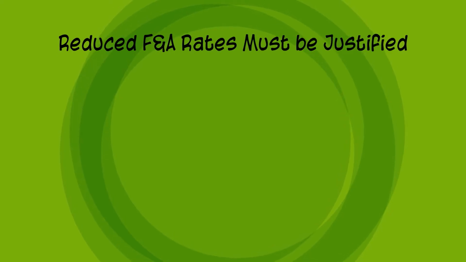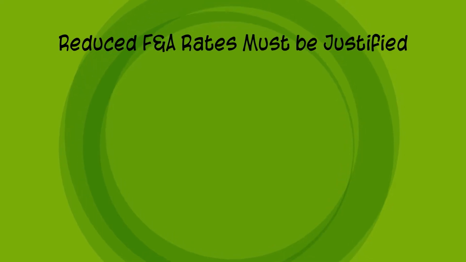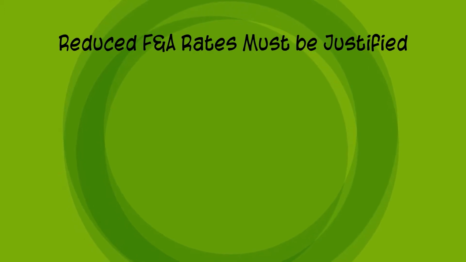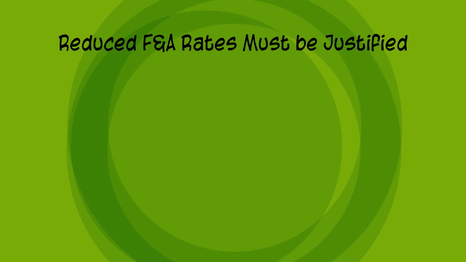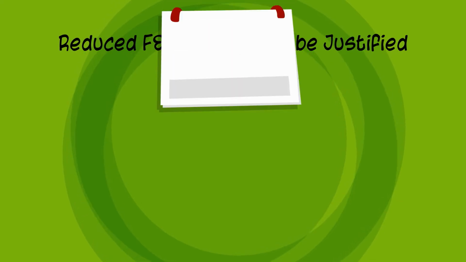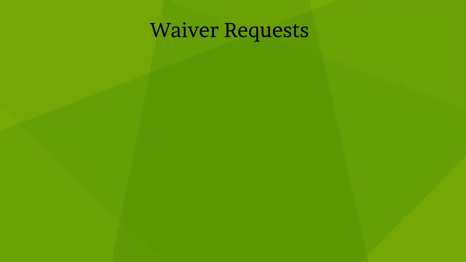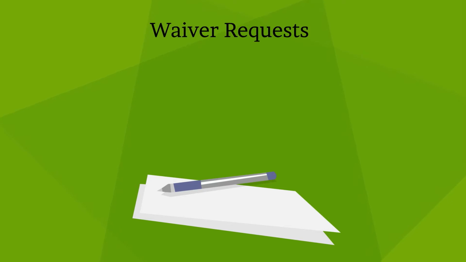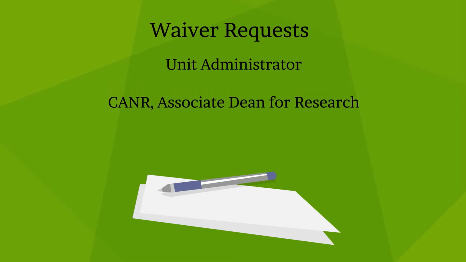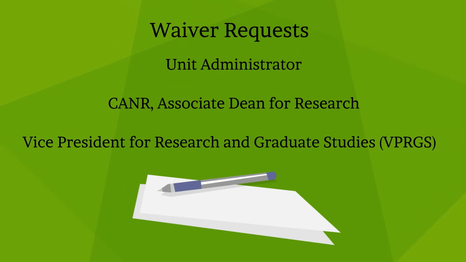In order to use F&A rates different from what is listed above, you will need to provide documentation. Some agencies and foundations will specifically state what F&A rates they will allow. This is documented in their solicitation. You may also provide the paperwork to request an F&A waiver reduction. Written requests are sent by unit administrators to the College of Ag and Natural Resources Associate Dean for Research for approval and are then forwarded to the Vice President for Research and Graduate Studies for final approval. Waiver requests are rarely granted unless there are extenuating circumstances.